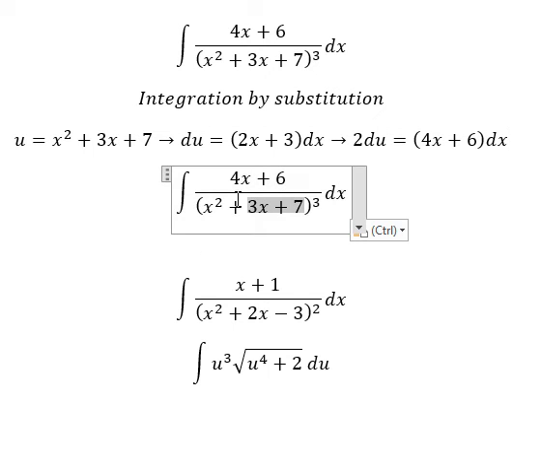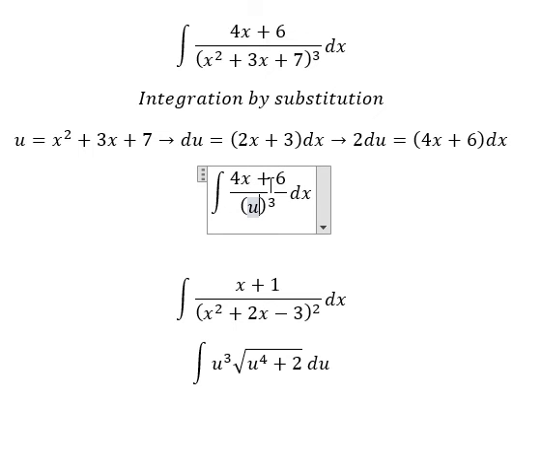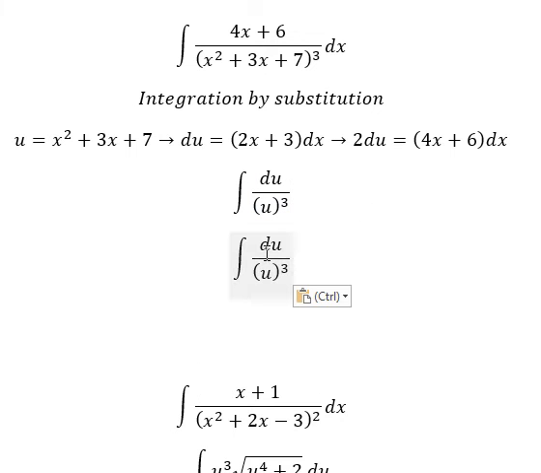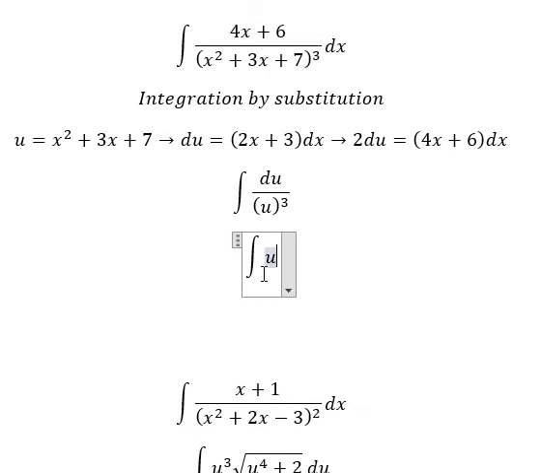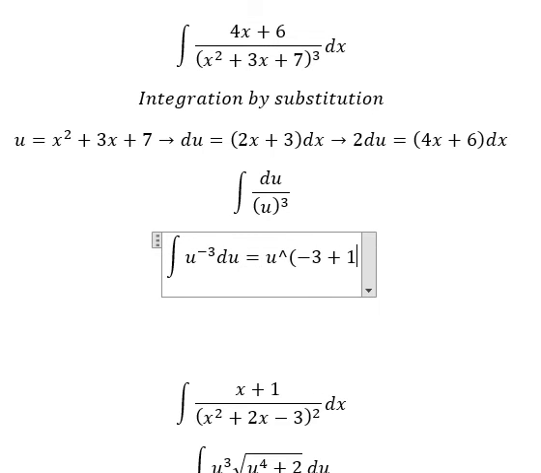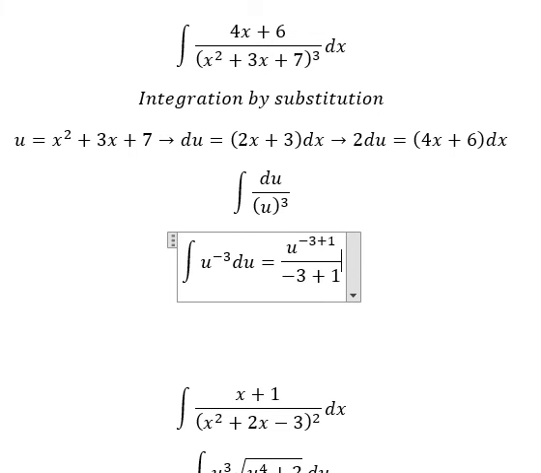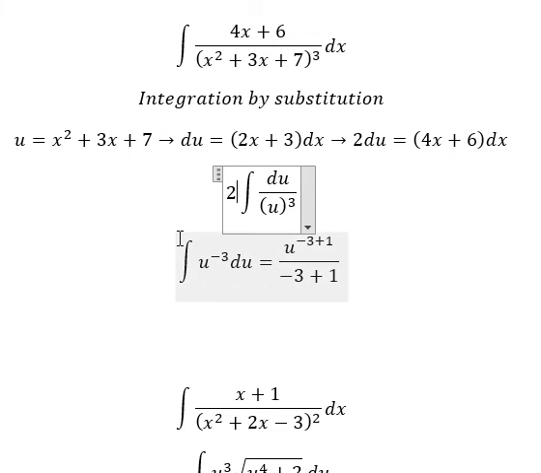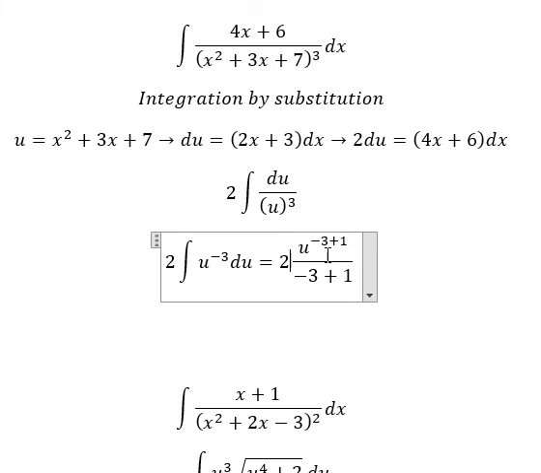So this one we change for u. This one we change for du. So we can write u to the power of negative number 3 du. And we have u to the power of negative number 3 plus 1 over negative number 3 plus 1. Don't forget about number 2 in here. And we put c.